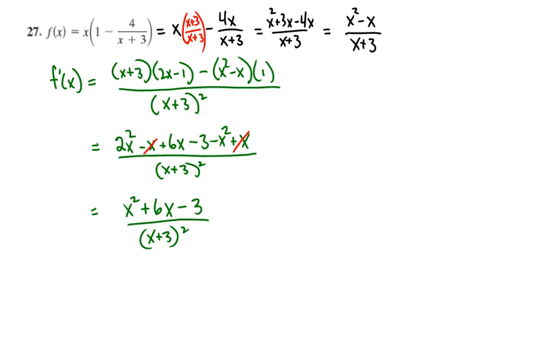Now the numerator looks like it might cancel, but we need two numbers that multiply to give negative 3 and add to give positive 6. And that's not going to work. So that would be our final answer for problem number 27: x squared plus 6x minus 3 over (x plus 3) squared.